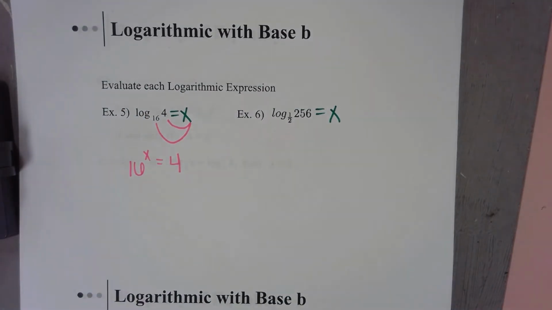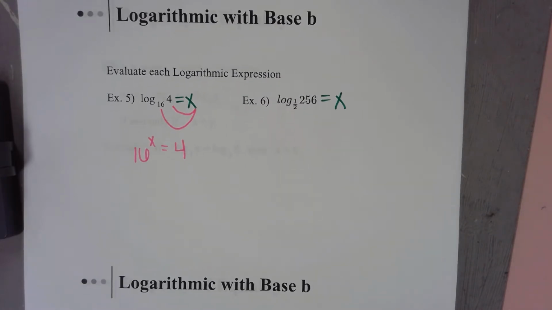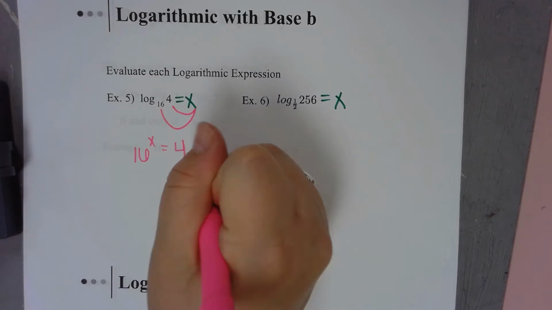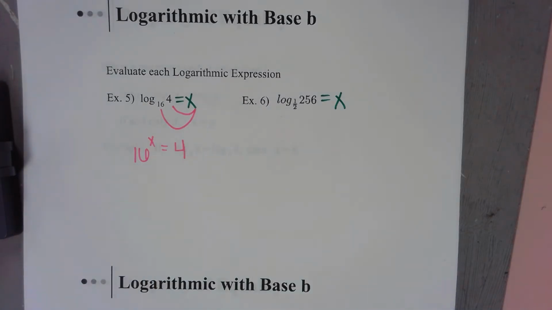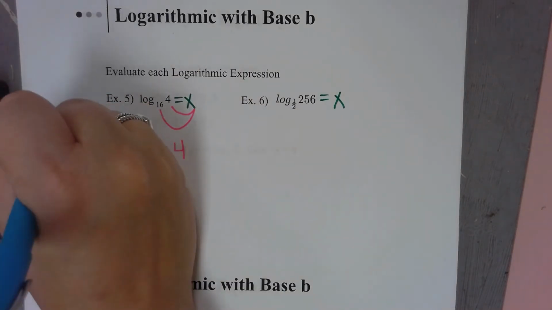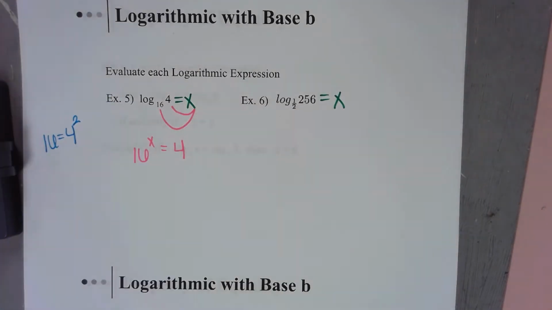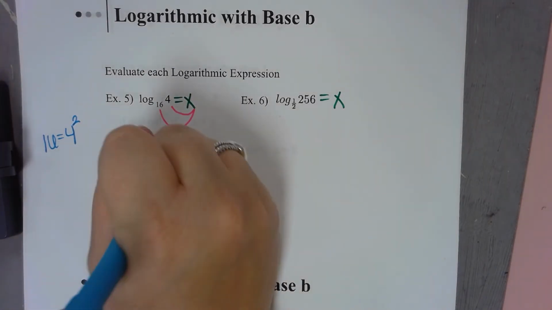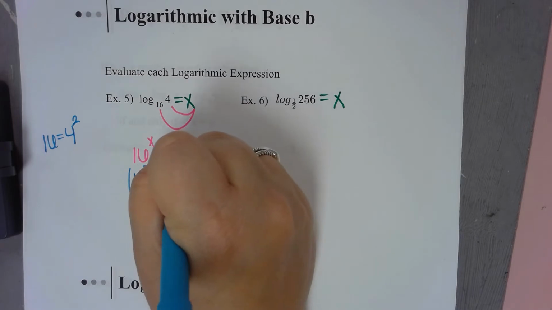And then we need to figure out what to the x power is equal to 4. So from there, we're going to change 16 to be a base of 4 so that our bases can be the same. I know that 16 is the same thing as 4 squared. So instead of 16, I'm going to write 4 squared raised to the x power.